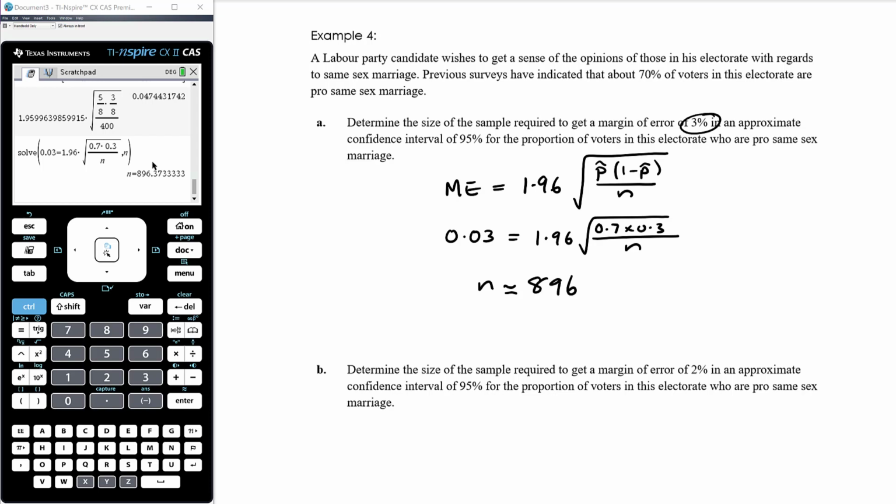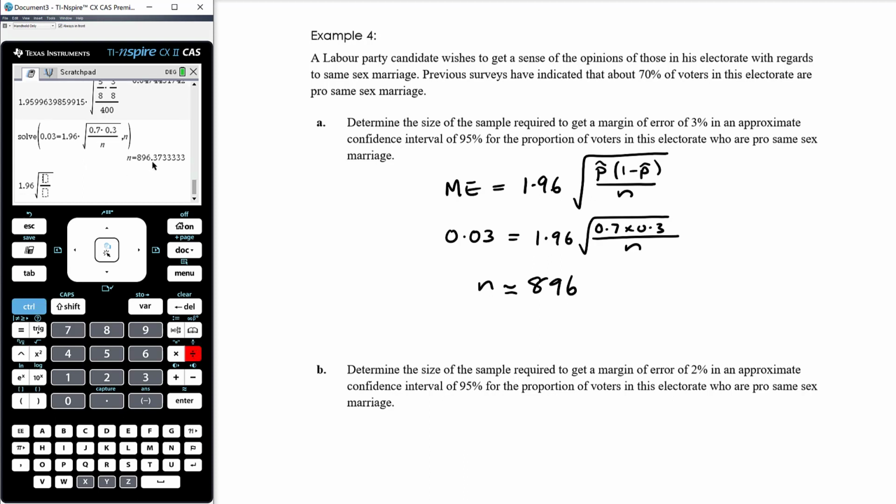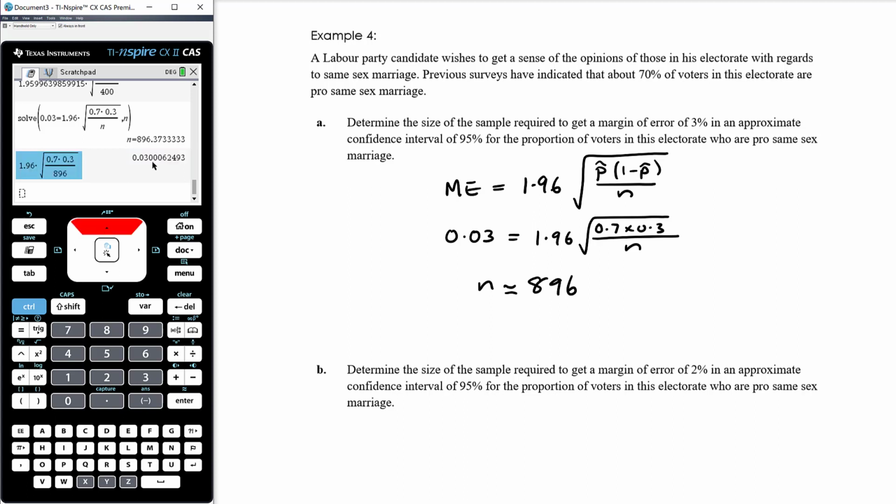Now sometimes you do need to be a bit careful of the rounding. So if we were to just quickly calculate 1.96 times the square root of 0.7 times 0.3 over 896. Yes, we do actually get a margin of error just over 0.3. So rounding down is okay.